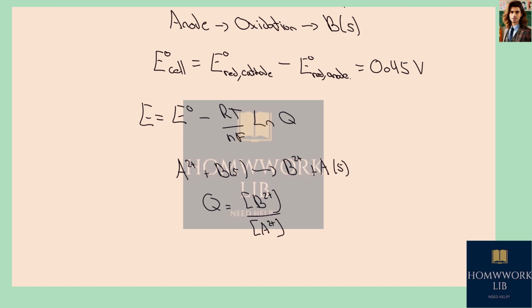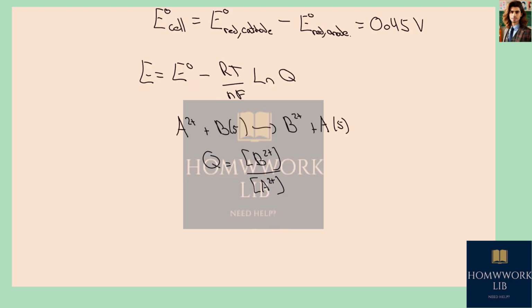Remember that solids are considered to have activity 1, thus they do not enter into the value for Q or for equilibrium constants. The values that are provided to us are the following: 0.1 molar of B2+ and 1 molar of A2+, which is going to give us a value for Q equal to 0.1.